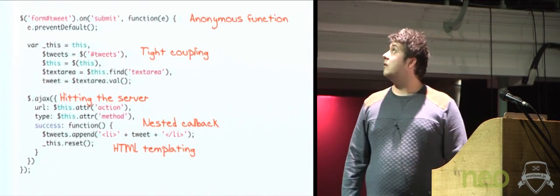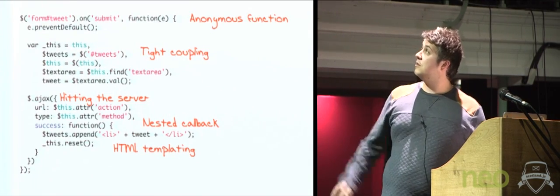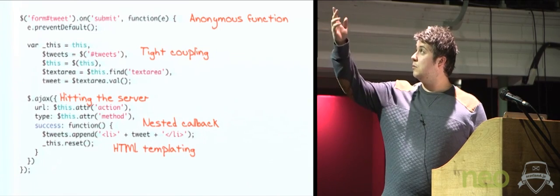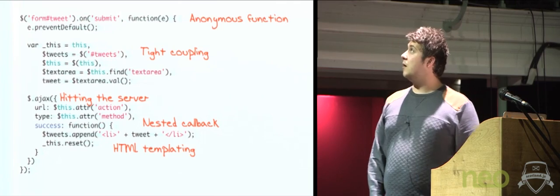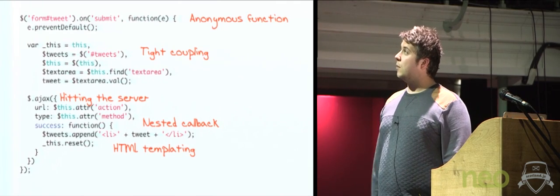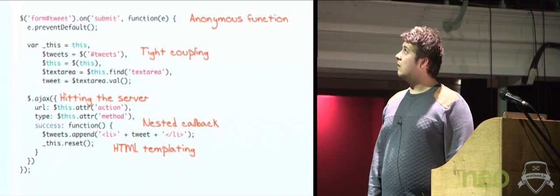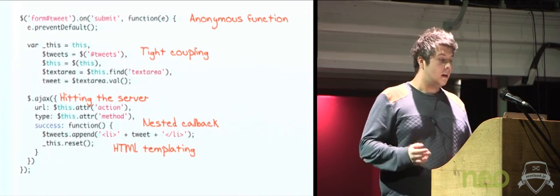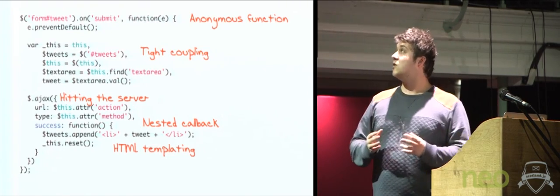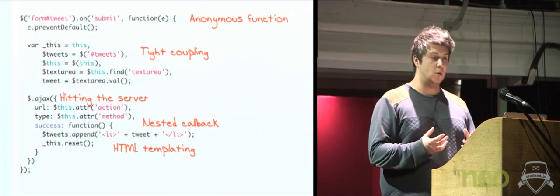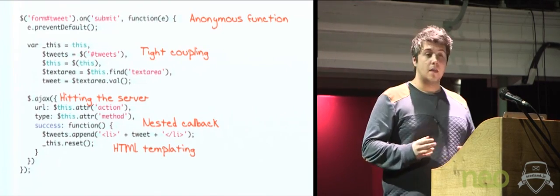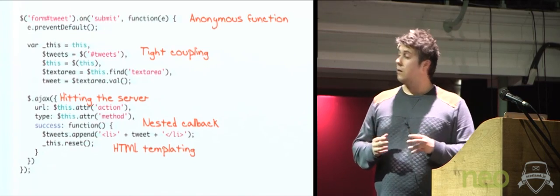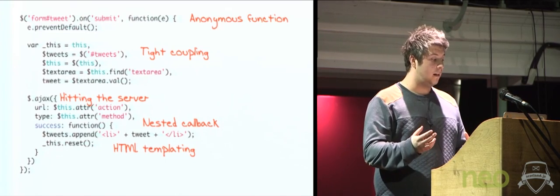There's just too much happening, right? We've got anonymous functions, we've got tight coupling to elements and things in the DOM, we're hitting the server, so we've got some network I/O, we've got doubly nested callbacks, and we've got HTML templating, right? So there's a lot of stuff happening there. And as soon as we say that something can't be tested, that should be an immediate code smell, right? It's a combination of all of these things that don't lend this code to being tested very well, right?